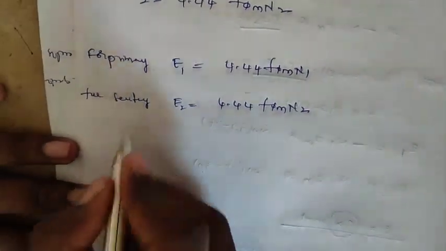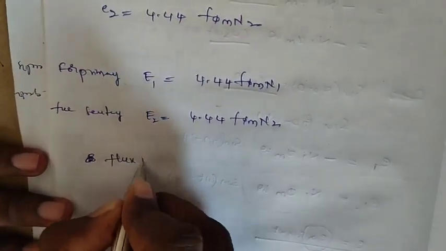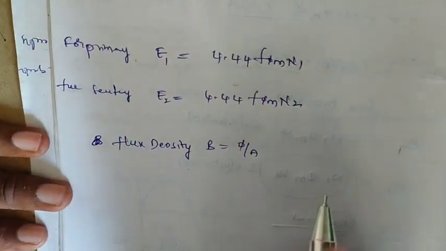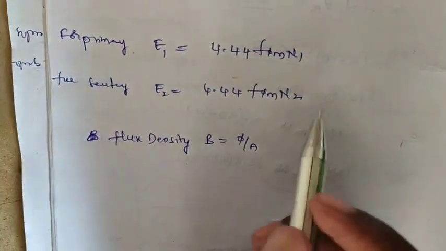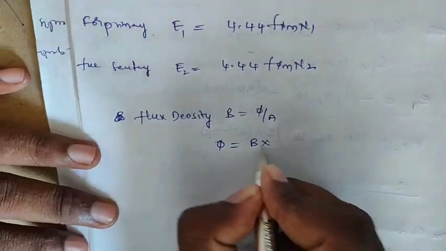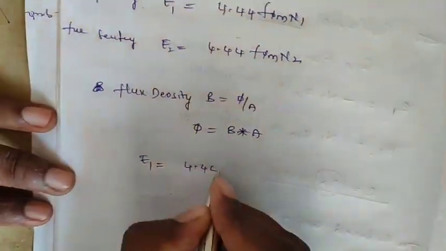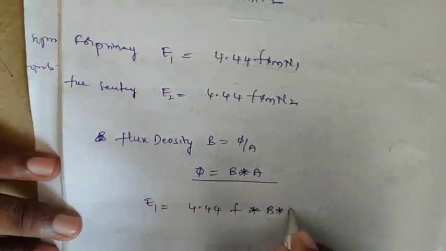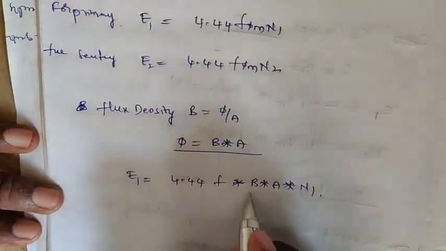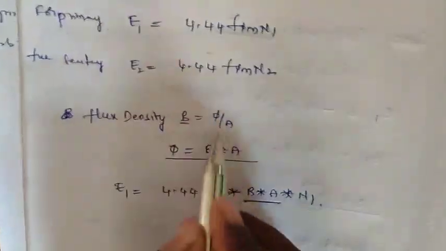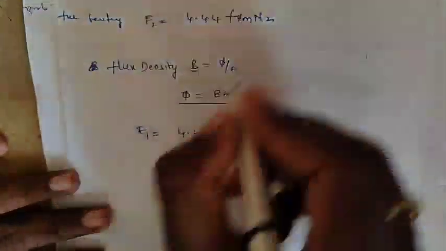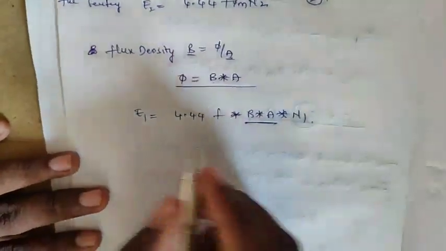In some problems they ask about the flux density. Flux density B equals Φ by A, so Φ equals B into A. Substitute in E1 equals 4.44 f Φm N1, replacing Φm with B into A. For some problems they give B and A, and for substituting the flux we can use B into A. So this is equation 1, this is equation 2.